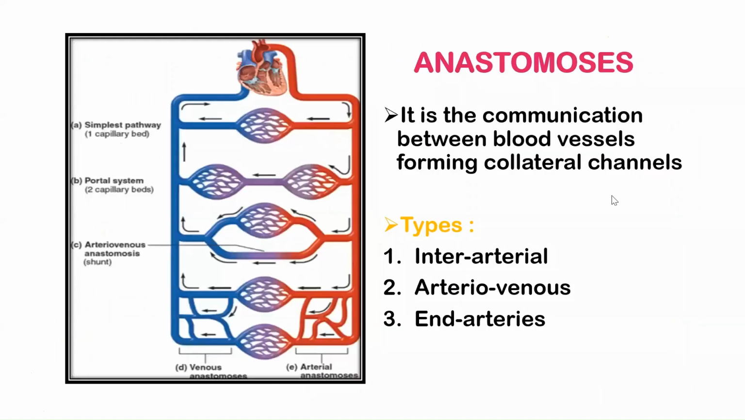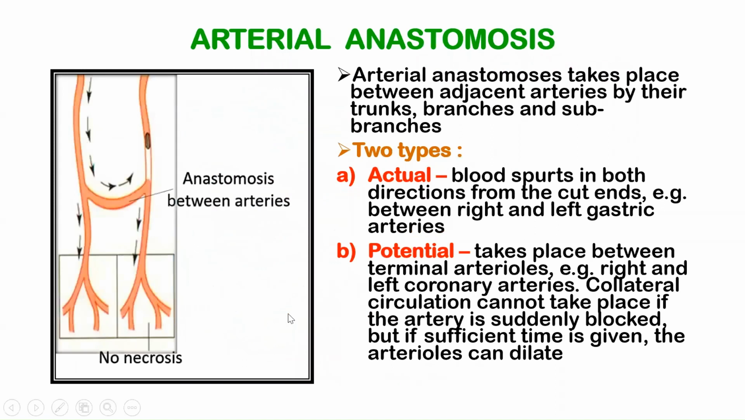Next is anastomosis. It is the communication between blood vessels forming collateral channels. We have interarterial anastomosis, arteriovenous anastomosis, and end arteries. Arterial anastomosis takes place between adjacent arteries by their trunks, by branches and subbranches. There are two types. It may be an actual anastomosis or potential anastomosis. Actual anastomosis is when, suppose there is a block in one of the arteries, the blood supply from the adjacent artery will be able to supply the tissues, and thus there is no necrosis or loss of blood supply to the tissues. So the tissue will survive.